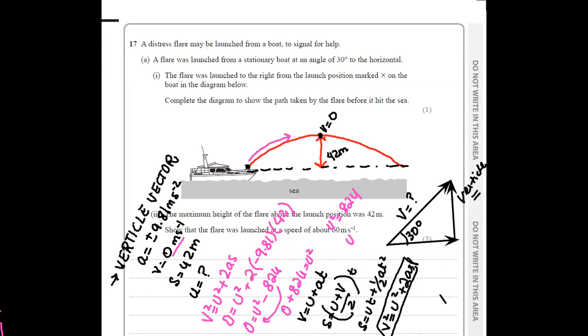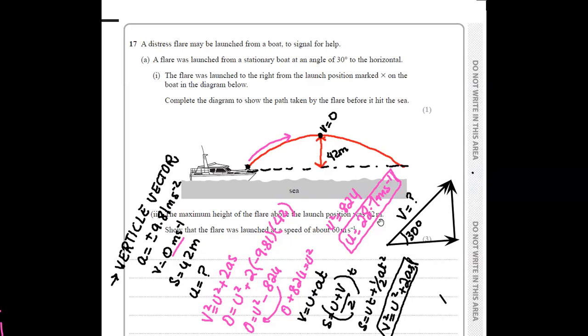So my answer comes out as 28.7. So far, are we all clear how we're getting to 28.7? Yes. Okay. Now I have not completed my question. I still have one last thing to do. This u that I have calculated, this initial velocity, is in the vertical direction.